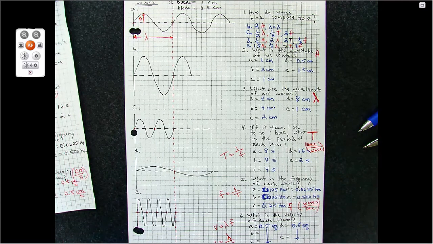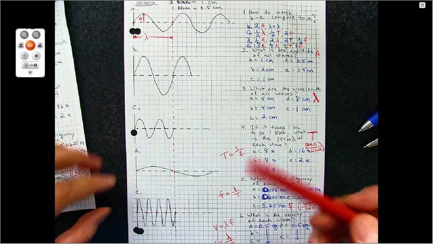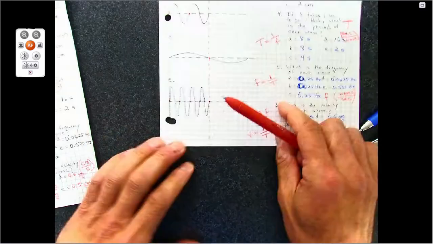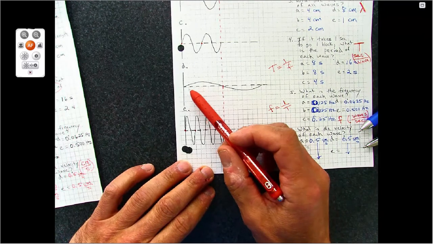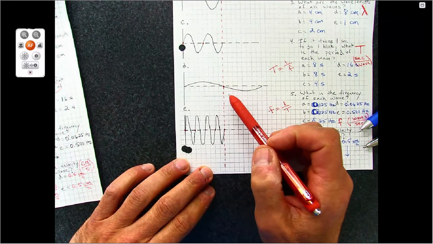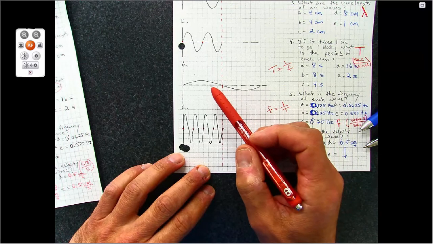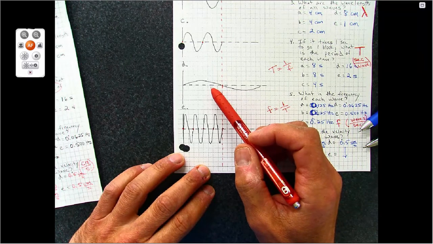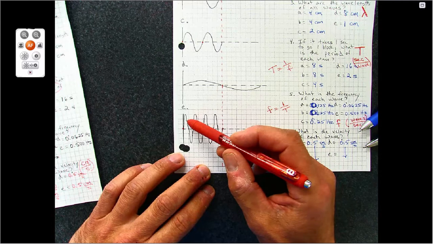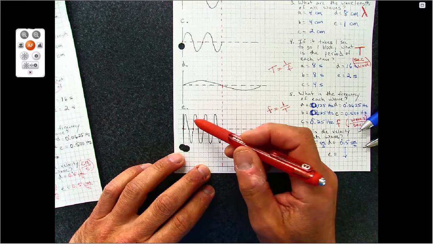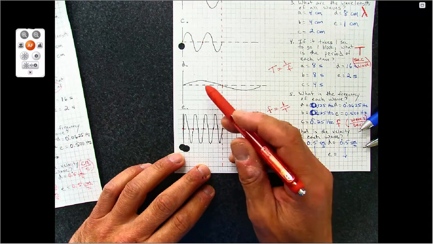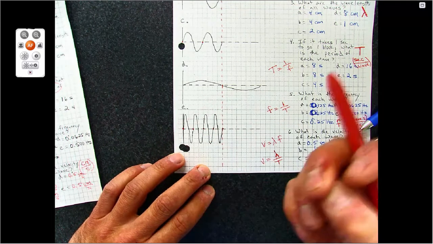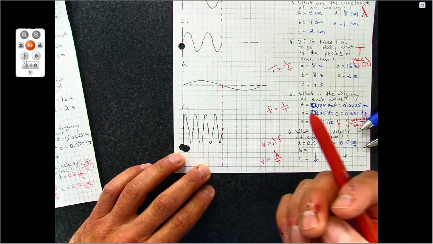Now, what did I do in D? It has a longer wavelength, right? But it has a smaller frequency. This has a smaller wavelength but a larger frequency. Every time I make that statement, I'm talking reciprocals. One goes up and one goes down.